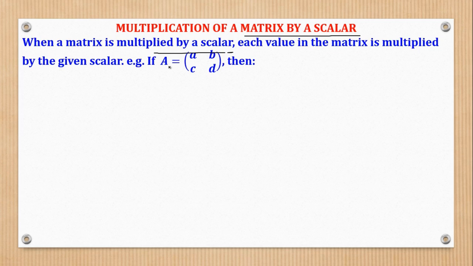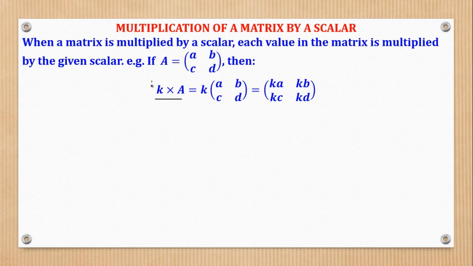E.g., if matrix A is A, B, C, D, then it implies that K times A, where this K is a scalar, a value, an integer or a fraction, multiplied by a matrix A will come up with this. And after that, we shall remember that the rules say that each value in the matrix is multiplied by the given scalar.